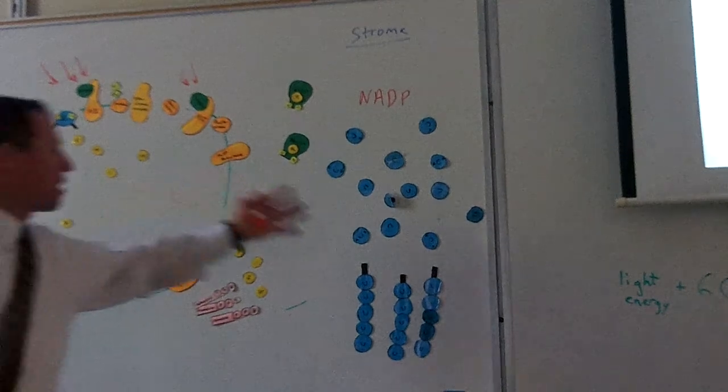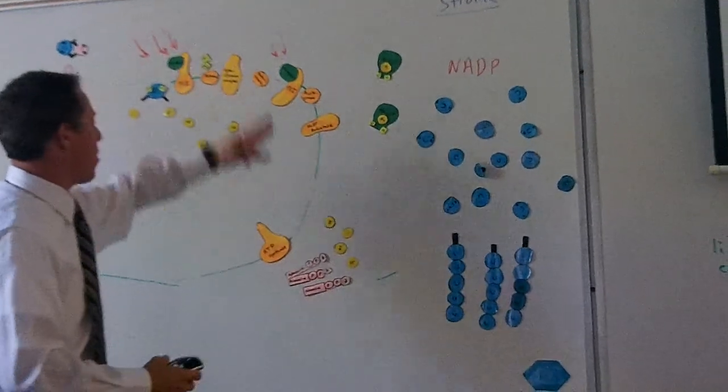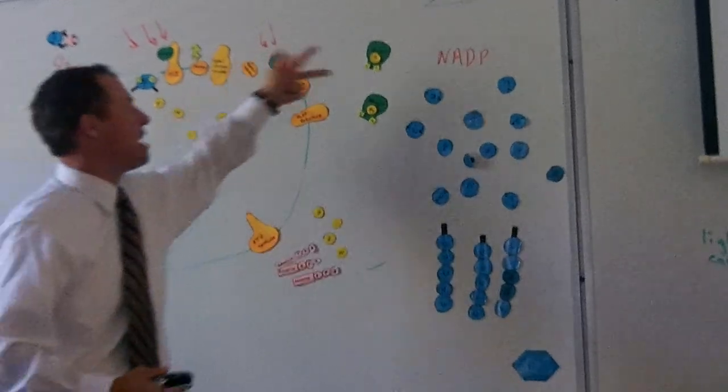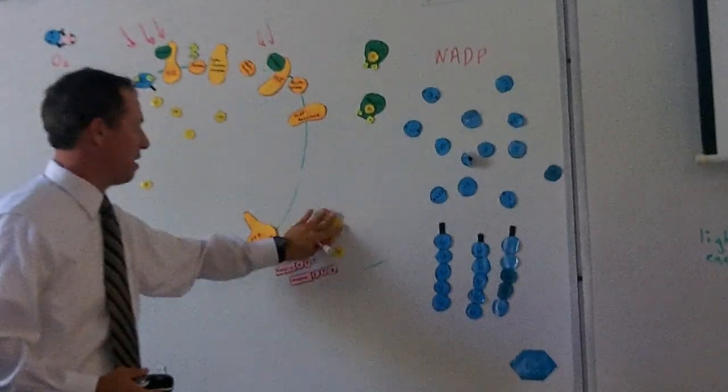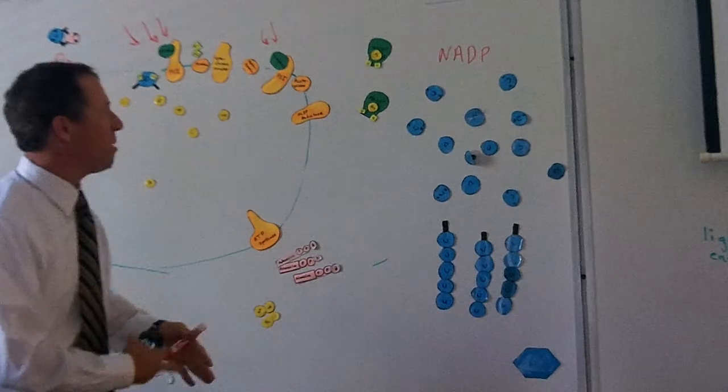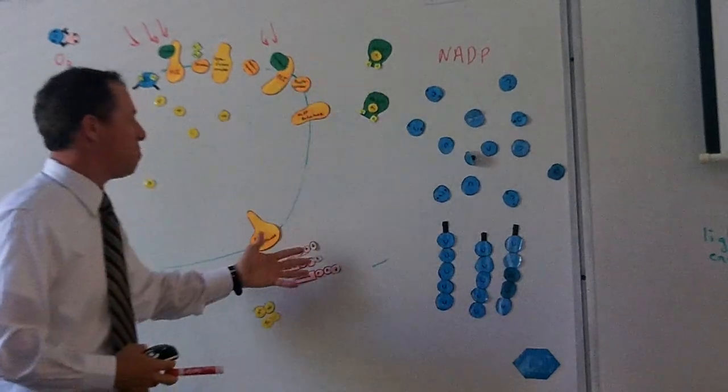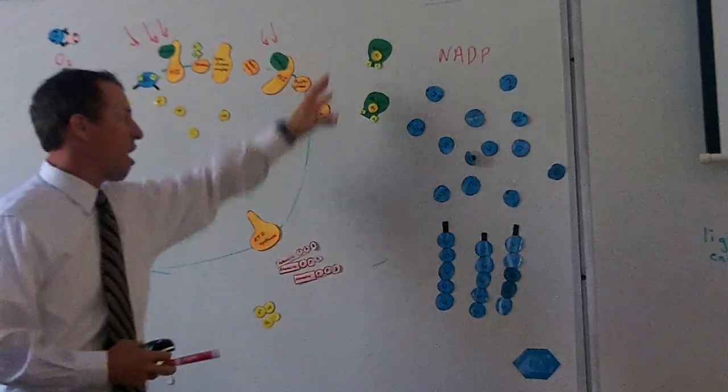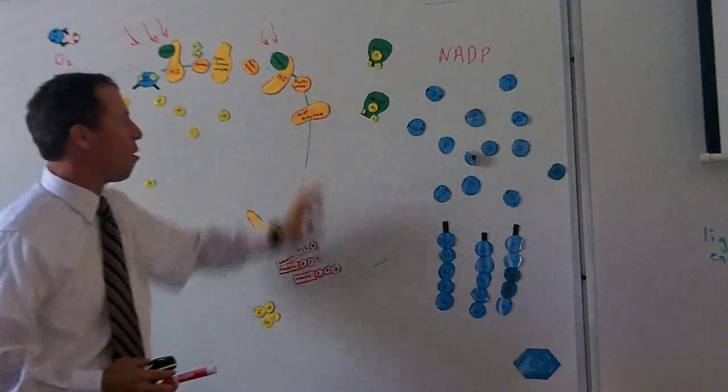So let's go to the Calvin cycle then and make some glucose. We've done the light reactions. This part's called the light reactions, and it made NADPH and ATP. Now we're simply going to use that NADPH and ATP to make glucose, because these are high energy molecules. They can get work done.